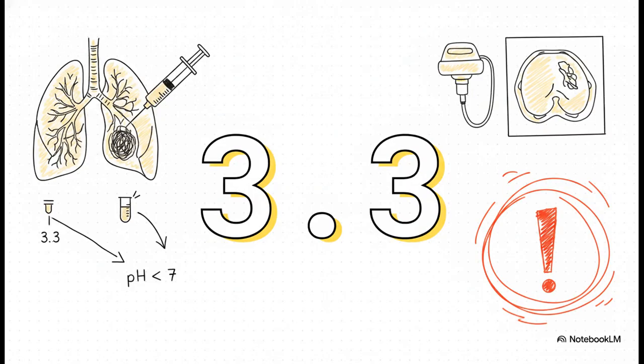To definitively diagnose an empyema, we use ultrasound or a CT scan of the chest to confirm the exact site, followed by aspiration. And here's another high-yield diagnostic number to absolutely lock in for your clinical knowledge: 3.3. When you aspirate that thick, turbid pus, you'll find the fluid glucose drops below 3.3 millimoles per liter, and the fluid pH will be less than 7. This is a massive red flag indicating a thick, active empyema.